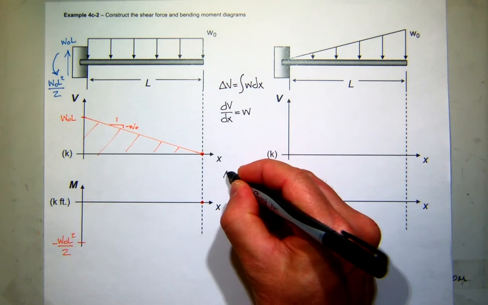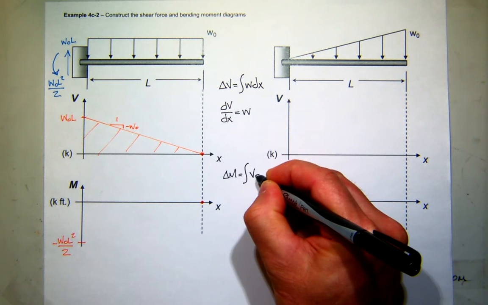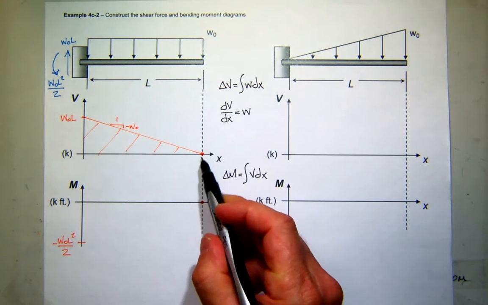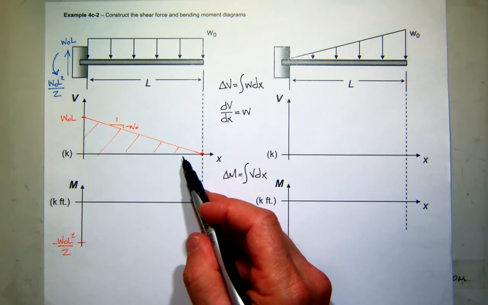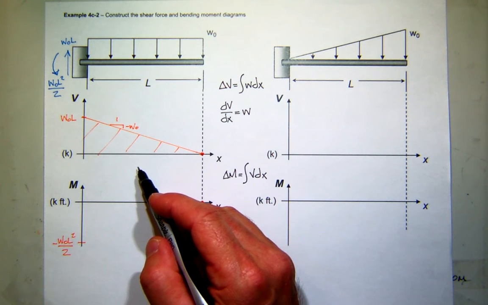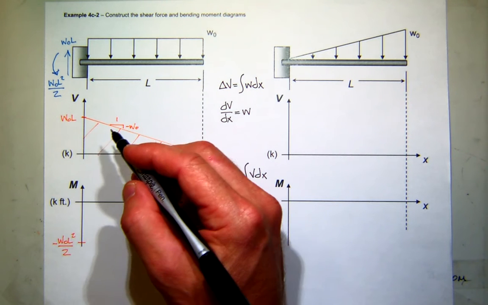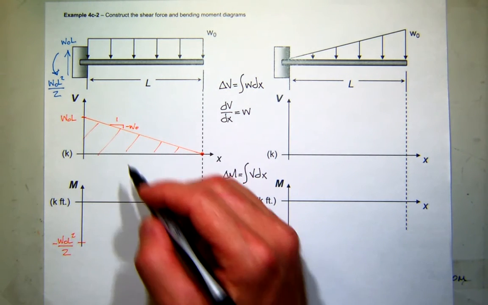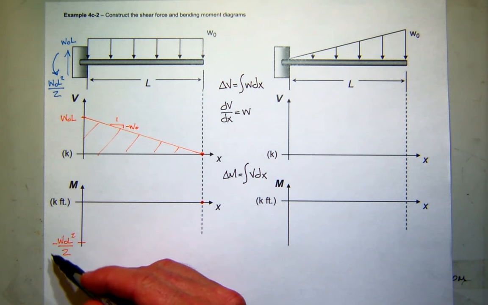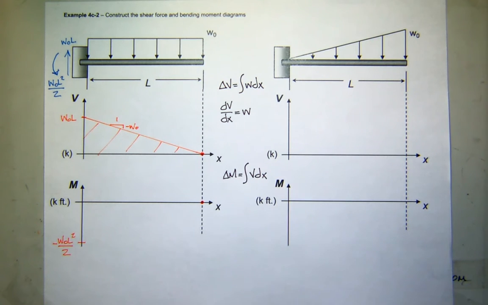We know that the change in moment is equal to the area under the shear diagram. Can you calculate the area under the shear diagram? Yes. Yeah, it's a triangle. One half base, which is L, times height, which is W naught L. That's a positive area, and that should be W naught L squared over 2. So if I start at negative W naught L squared over 2 and add W naught L squared over 2, I get 0. Isn't that cool?